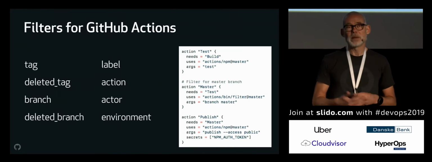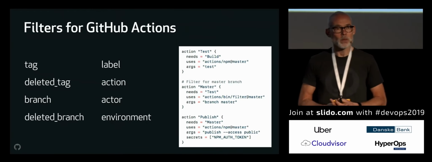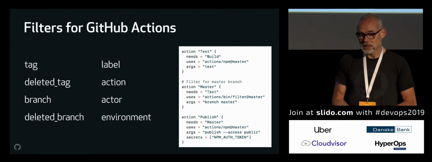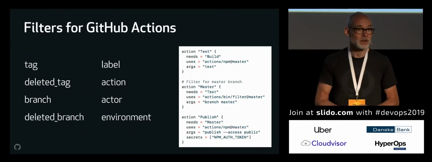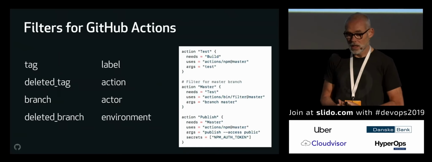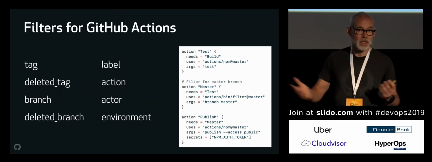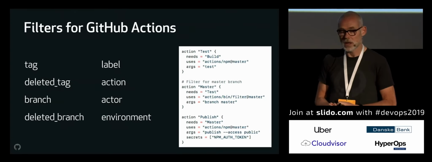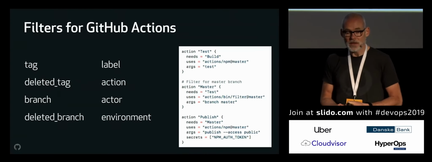The other thing is we've built in filters. So we've seen already one filter in the demo, the branch filter, to check whether a branch is master. And you can also use patterns there if you want to, so it can match like features, a star, for example. But there are other filters that you can use.